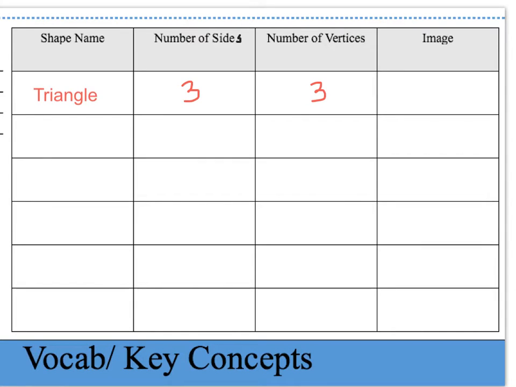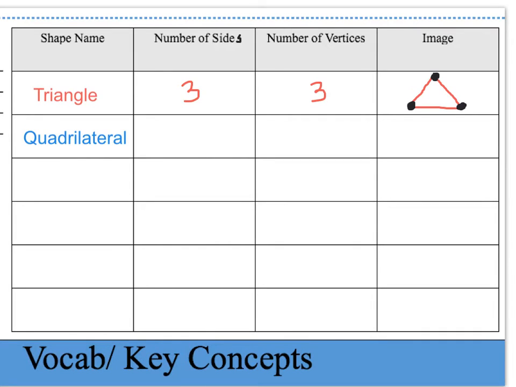So let's look at an image of it. An image of a triangle has 3 sides. Now the vertices: here's one vertex because that's where two lines meet. Here's another vertex because that's where another two sides meet. And here's the third vertex where another two sides meet.